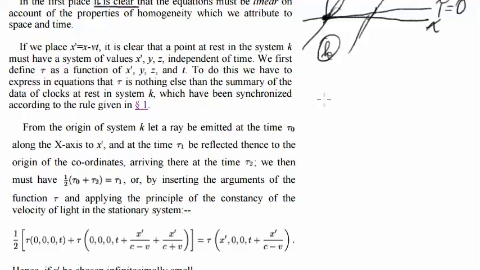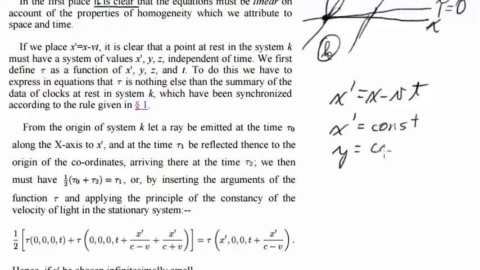If we place x prime equals x minus vt, it is clear that a point at rest in the system k must have a system of values x prime independent of time, y independent of time, z independent of time. This is going to be a point at rest in the system k.